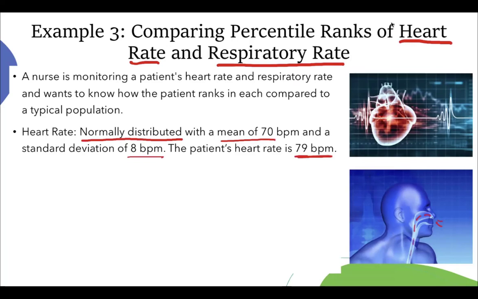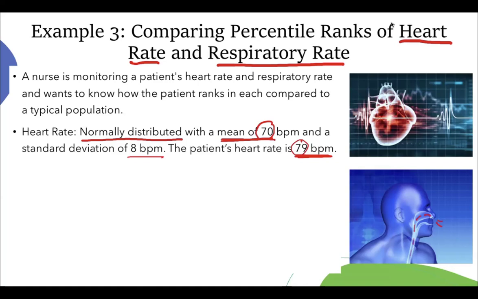Without doing any calculations, I know that the percentile rank is going to be more than 50, because the distribution's mean is 70 and the patient has a heart rate of more than 70. I'm sorry, I said that wrong at first. The mean is 70, the patient's heart rate is more than 70. Therefore, the patient's percentile rank has to be more than 50, because 50 is the midway point, and 79 is more than 70. So immediately I have an idea that we're talking about the right side of the distribution.